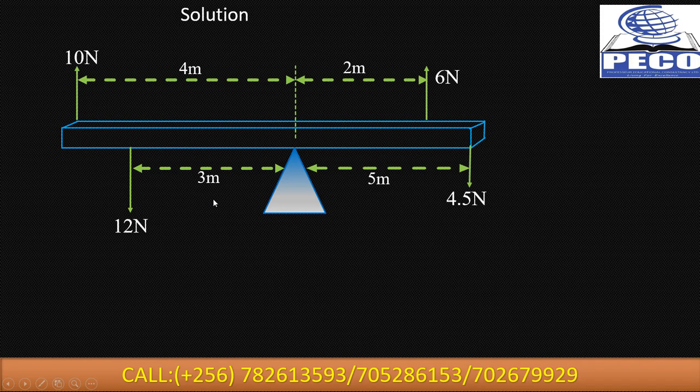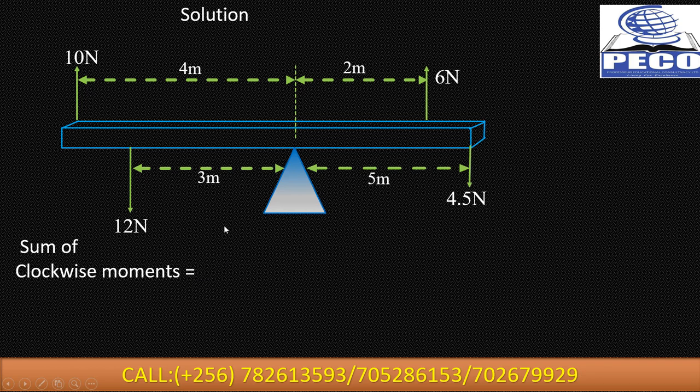So we shall say that we need to get the sum of clockwise moments. We have to identify which of these forces will make the body turn in a clockwise direction. Then we put them together. That's why we're calling it the sum of clockwise moments.